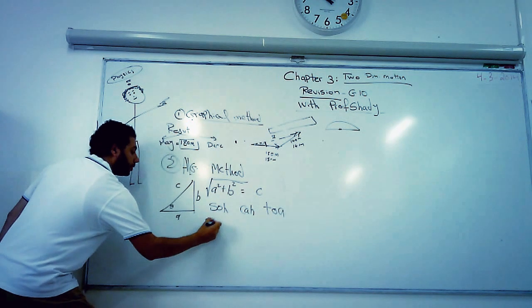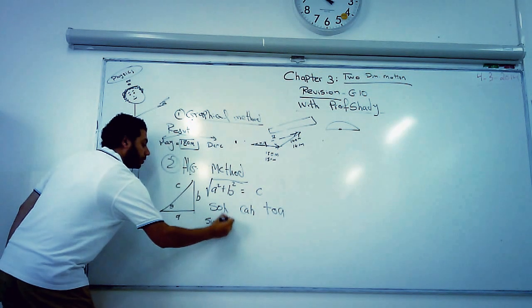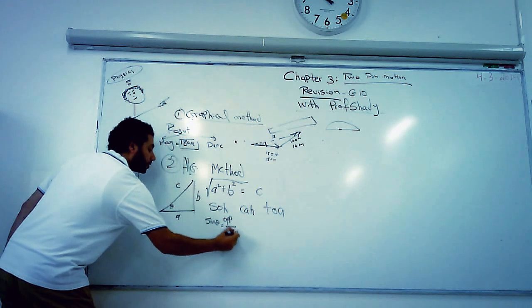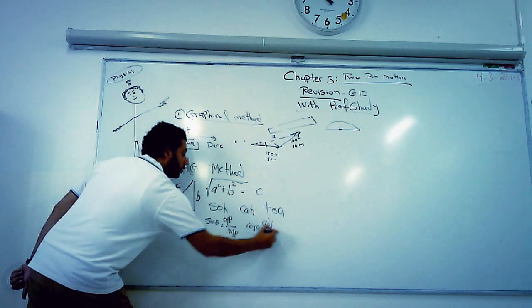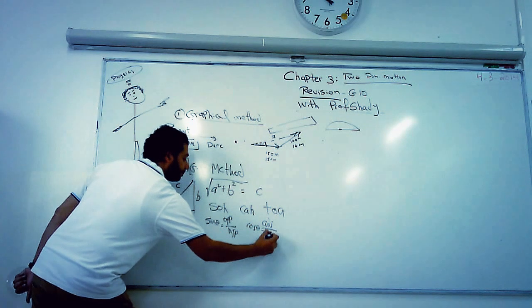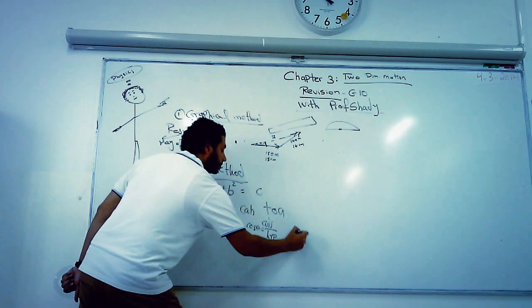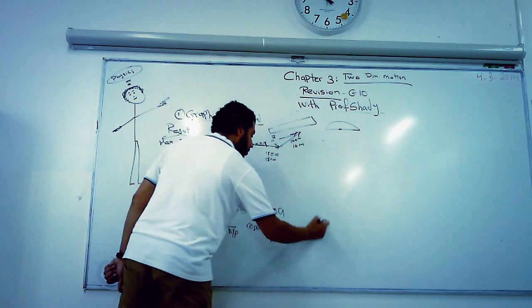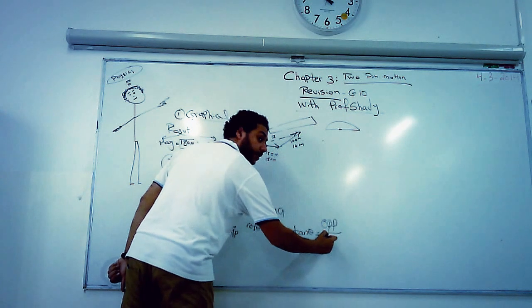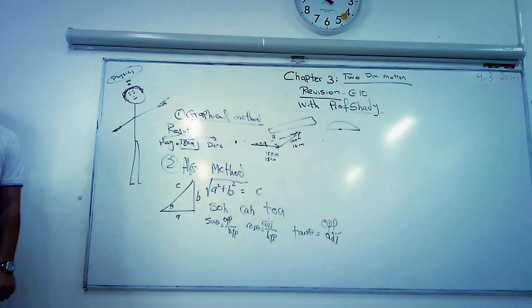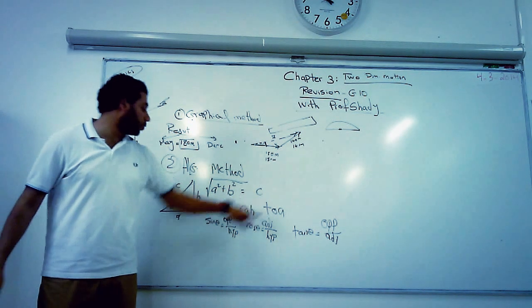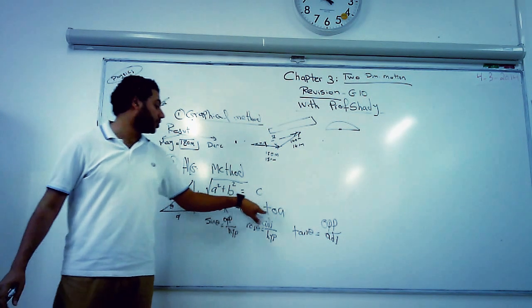Sine theta is equal to opposite over hypotenuse. Cosine theta is equal to adjacent over hypotenuse. And tan theta is equal to opposite over adjacent. These are the three functions, and you can just memorize them by memorizing SOH CAH TOA.